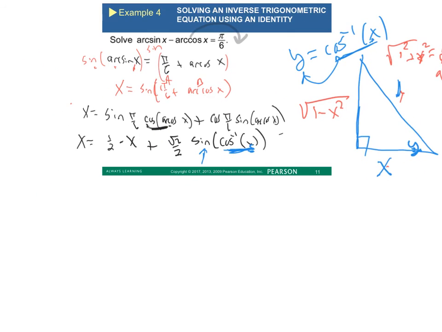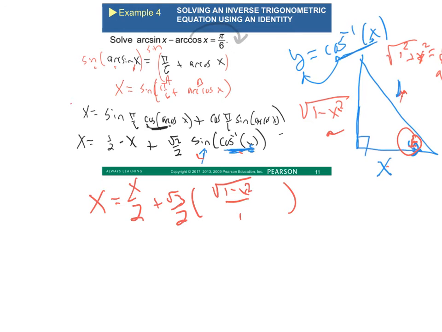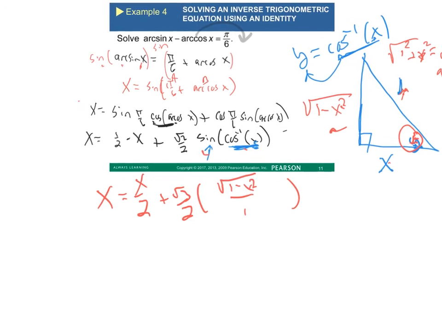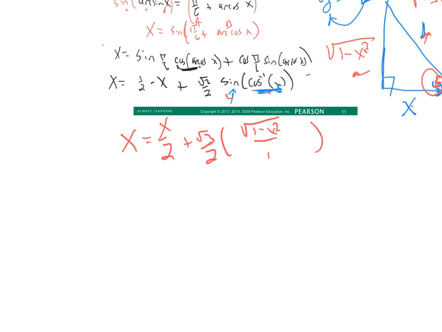Now I can use this to my advantage because I already know x over 2, plus the square root of 3 over 2 times whatever the sine of this angle is. Well, the sine of this angle is the square root of 1 minus x squared over 1, opposite over hypotenuse. Oh, that makes it look nicer.